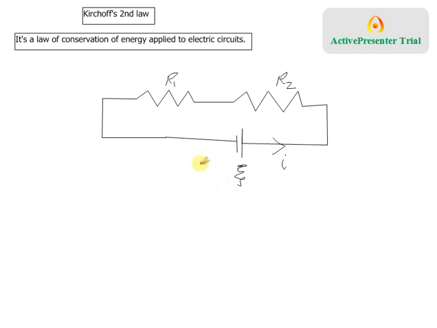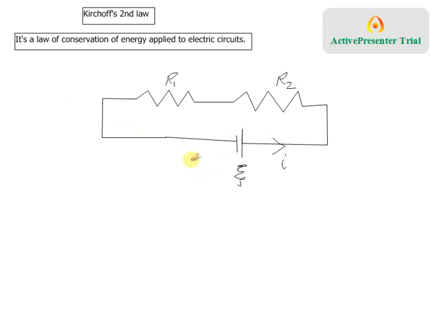Now if I have to apply Kirchoff's second law to this circuit, it can be applied to any circuit to find out what is the current in each branch of the circuit, to find out what is the potential drop across any resistor. That's the use of Kirchoff's second law. Here I will demonstrate all the rules of how to apply it.